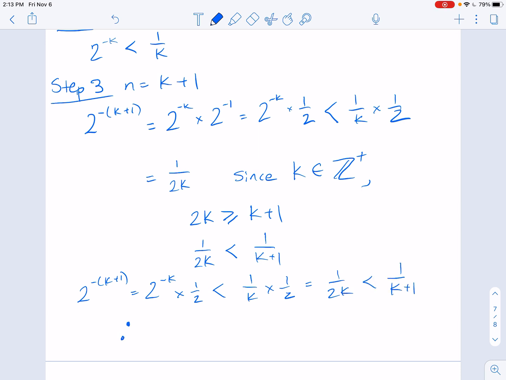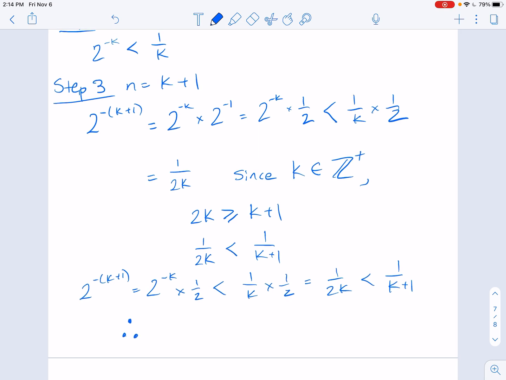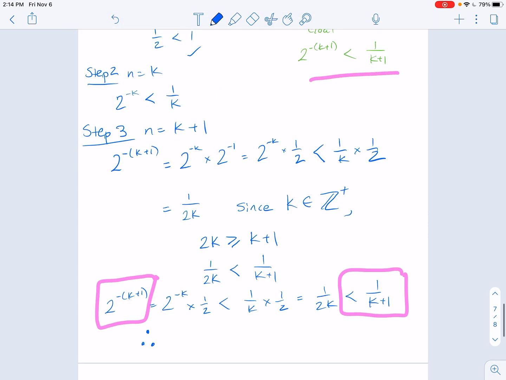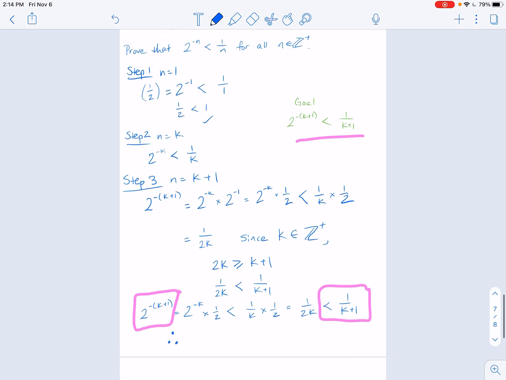Therefore, we have proved what we need to prove. That was our goal, that this would be less than 1 over k plus 1. See how that shows up in the goal right there? Therefore, we can conclude that 2 to the negative n is less than 1 over n for all n an element of the positive integers. For whatever reason, I struggle with these more than any of the others.